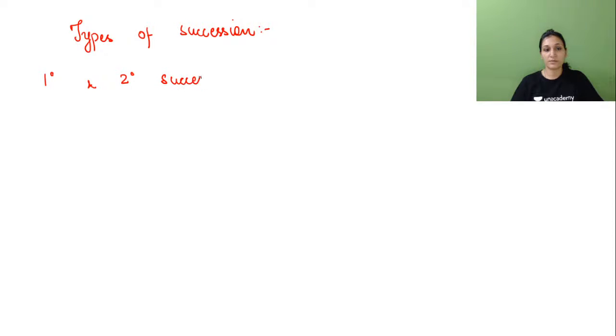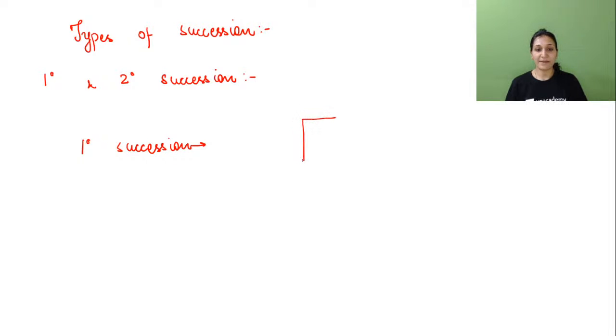Now, let us talk about the types of succession. Succession can be of various types. We are going to see primary and secondary succession first of all. Primary succession is a series of community changes which occur on an entirely new habitat. So there is a particular habitat which has never been colonized before. There was nothing. It was completely barren land, or you can say sand dunes or rocks.